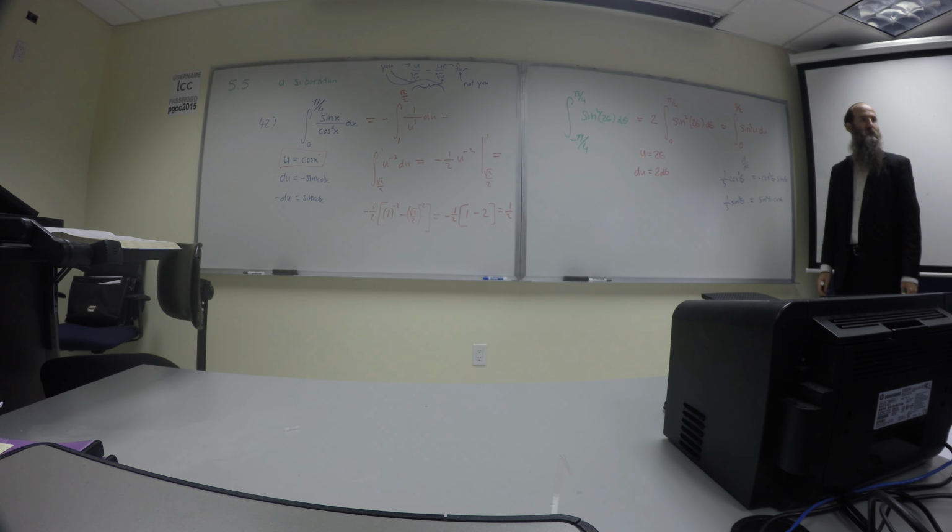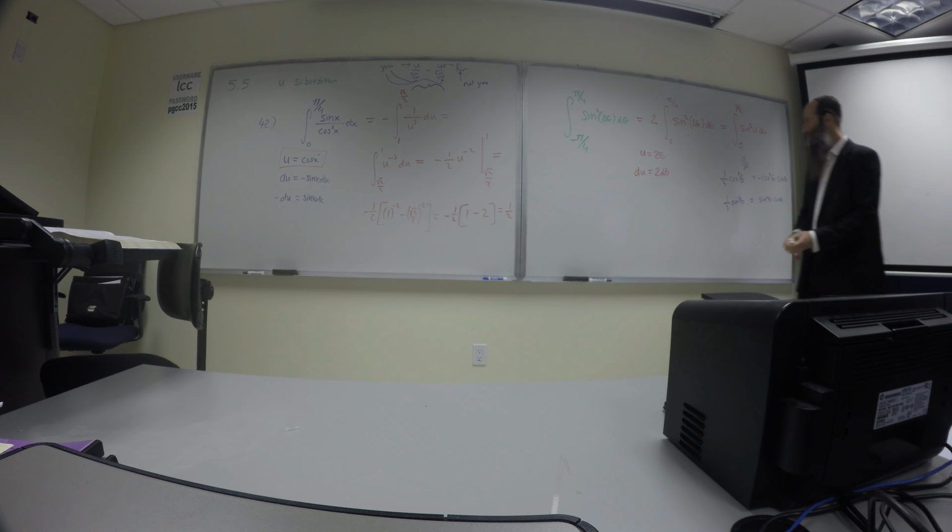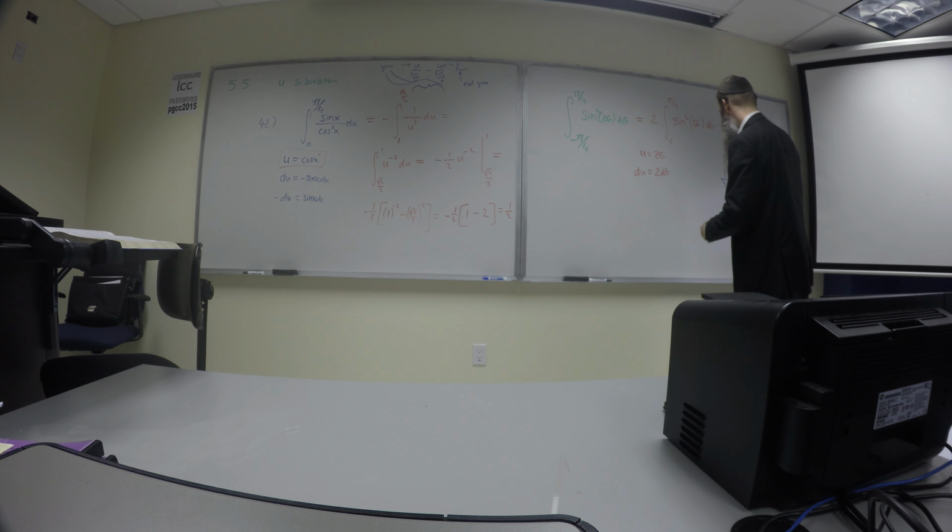It looks like sine. That's the only composition I see. Sine is inside the square. But if W equals sine U, what's the derivative? Cos. I don't see a cos sitting around. You understand what I'm saying? Or am I just talking? Oh, I see what you're saying.